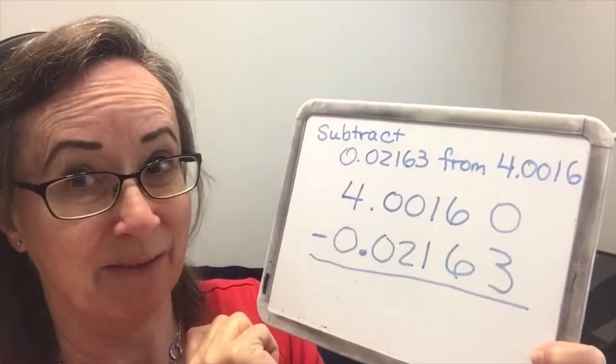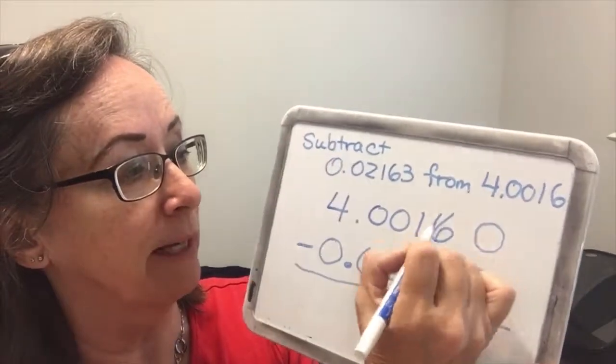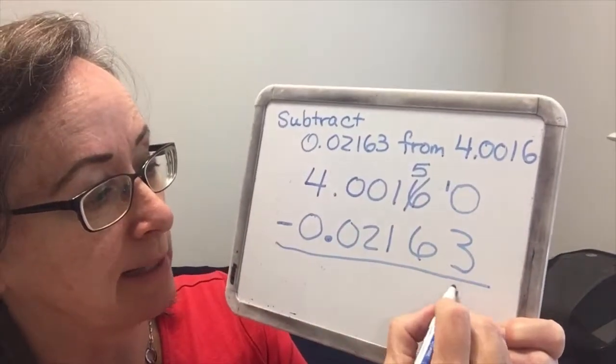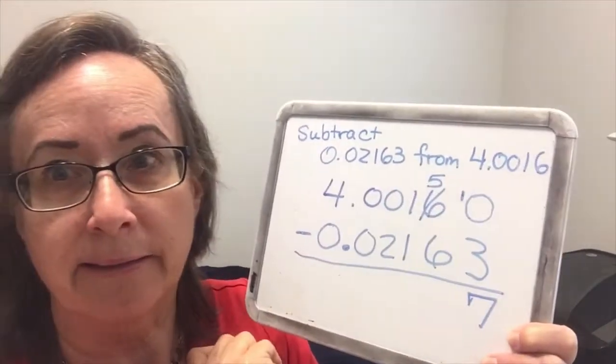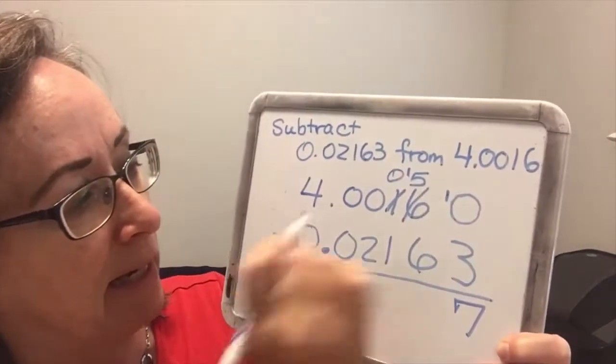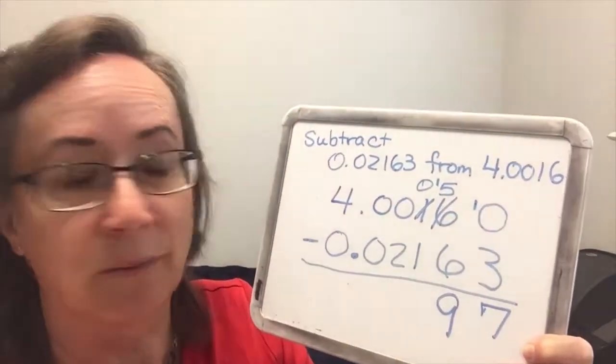And again, I can fill in a 0 to make my columns match up. And I'm going to have to borrow. So 0 minus 3 doesn't work. So I'm going to come over here, make that a 5, carry it over. 10 minus 3 is 7. 5 minus 6 doesn't work. So I've got to come over here, take the 1, make it a 0, make that a 15. 15 minus 6 is 9. 0 minus 1 doesn't work.